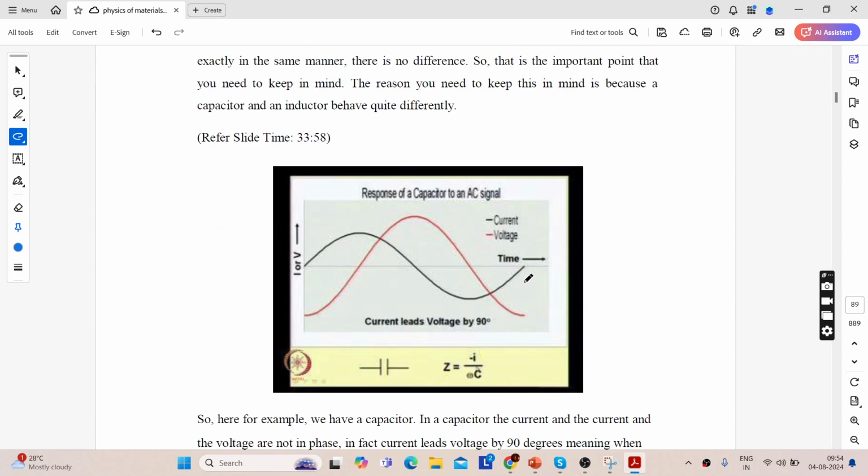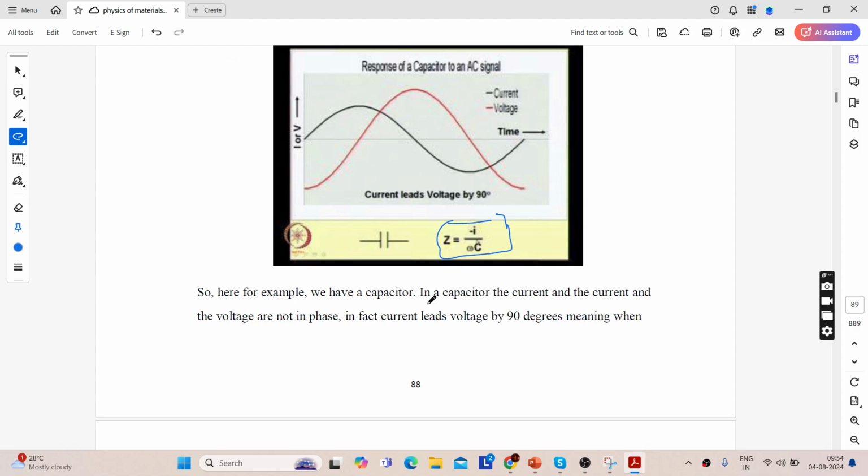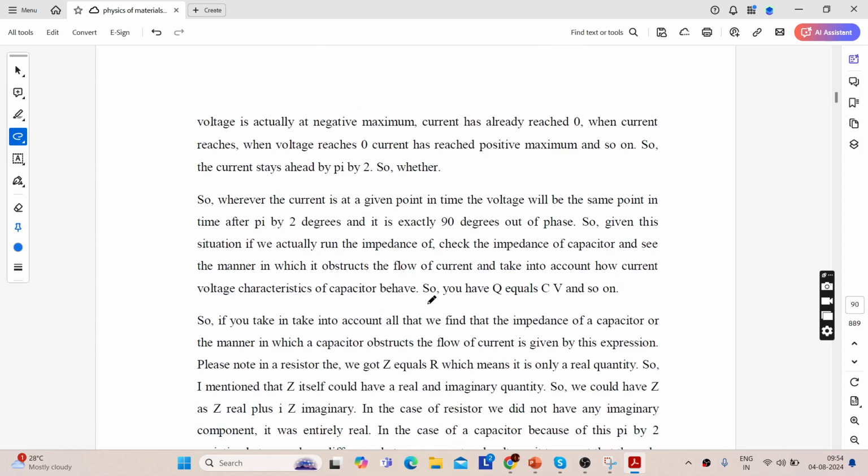Now if we consider a capacitor, what will happen in the case of a capacitor? There is a 90 degree shift between current and voltage. So if you see, current leads voltage by 90 degrees. If the current is at zero, the voltage is already 90 degrees behind the current, so it will be minus 1. Okay, then accordingly the values will be there. So the impedance for this situation will be Z equal to minus i divided by omega C. Okay, omega is the frequency, C is the capacitance of the system, i is the imaginary unit. So that will be the impedance value for the capacitor.